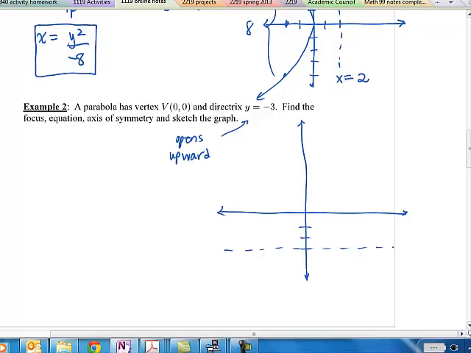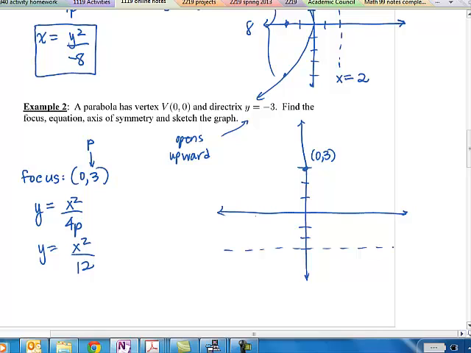We also know the focus has to be the same distance on the opposite side of the vertex. So the focus would be 0, 3. And that's the value for p. The equation, since it's opening upward, we're going to have y equals x squared divided by 4p. P is 3, so y equals x squared over 12. And this tells us the focal diameter is 12.